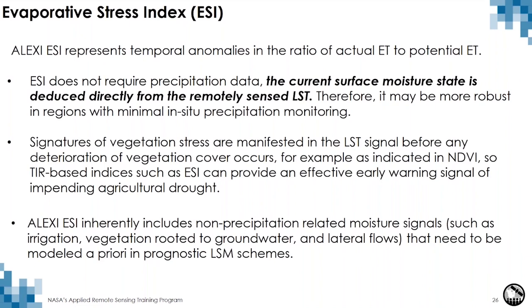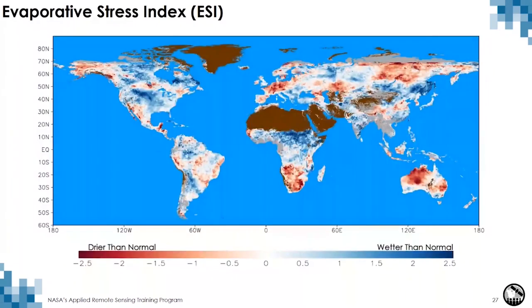Another big advantage is that we include non-precipitation moisture signals. I don't need to know if a plant or a field is being irrigated. We don't need to know if vegetation is rooted to the groundwater. Because as long as we can measure the land surface temperature, we are seeing what the plant sees. And that allows us to know if there's some impact from a drought to changes in water use.